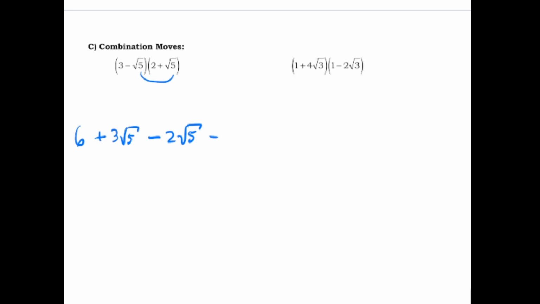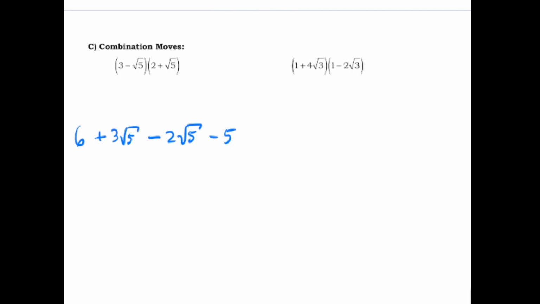And then this is one of those root 5 times root 5 is just 5 type situations. You could say it's the root of 25, right? 5 times 5 is 25, but the root of 25 simplifies to just 5. So there, we went and we FOILed.